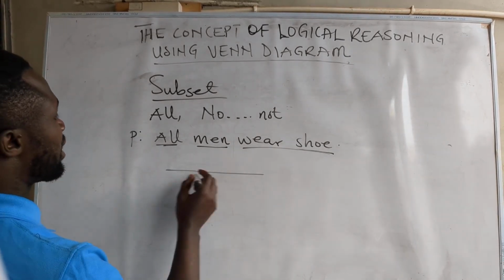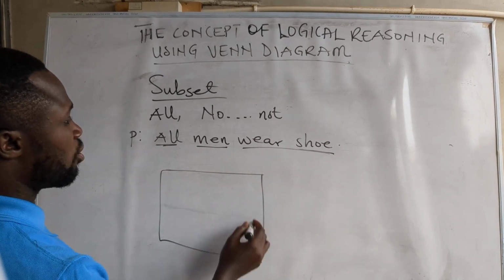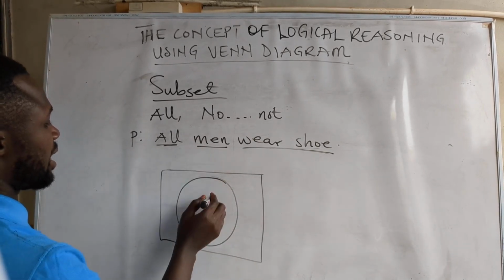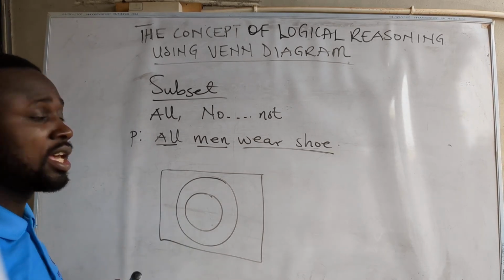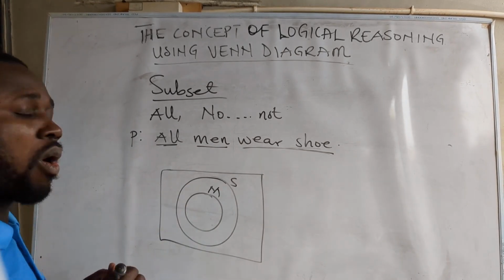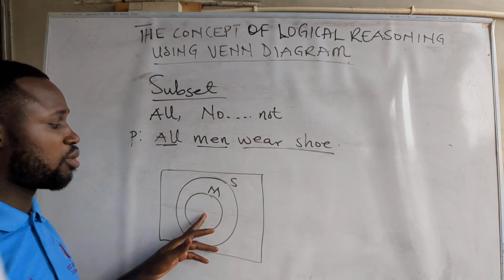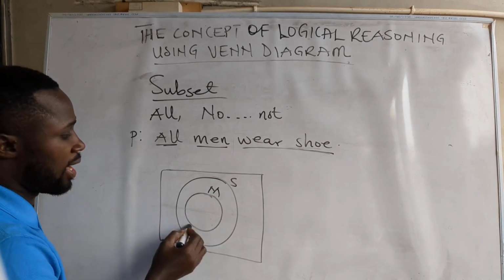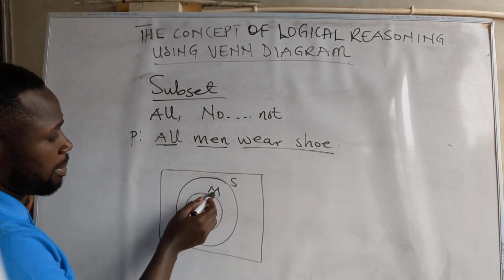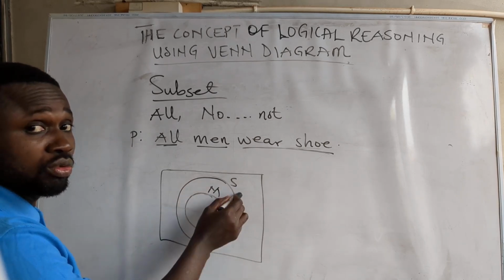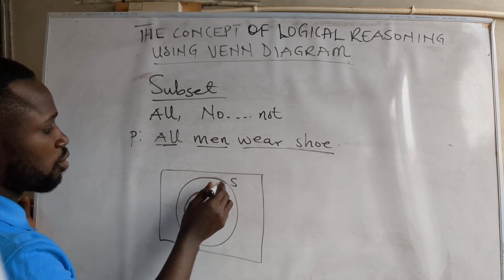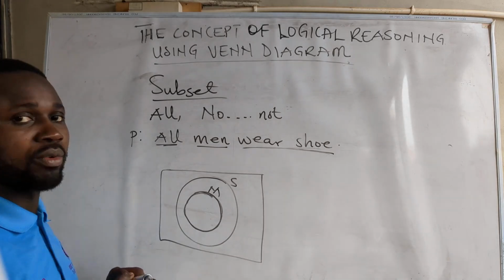So when you look at it, we have men and those who wear shoe. Those who wear shoe is a bigger set and men are a subset, because all men wear shoe. The moment you are a man, you wear shoe. So men are a subset of those who wear shoe. You put men into the category of all those who wear shoe.